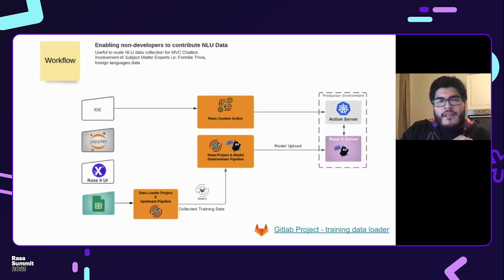And then, going to how this looks in a workflow. What we came up with is that we have to create two projects. One will bring the data from Google Excel and convert it to YAML or MD, and from there, train the model and follow all the steps that then will be uploaded to the Rasa X server to serve it in production.